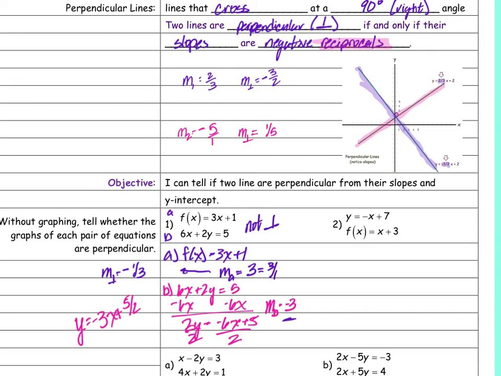So next one, same thing. I have line A and line B. So line A is y equals negative x plus 7, where my slope is negative 1. And then we have line B, which is f of x, or another word for y, right? F of x equals x plus 3, where my slope equals 1. Ready? All of you, all 19 of you, get ready, put an answer in. Are they perpendicular or not?